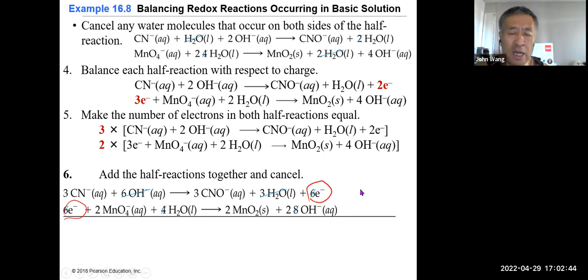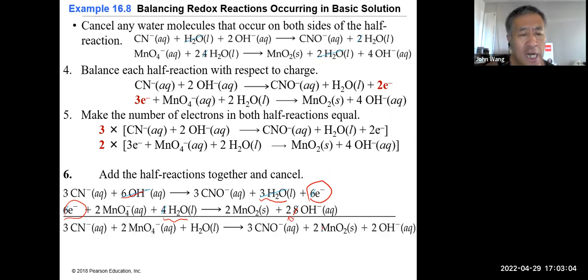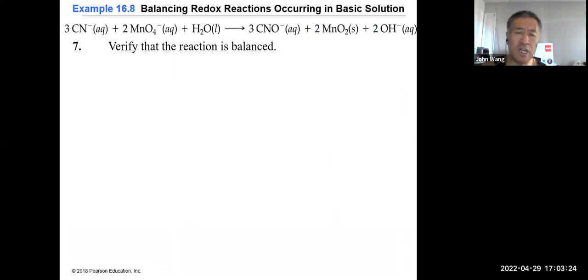So that's pretty good. And then we can also see in this example, water also comes out. So there's 3 water here, 4 water here, cross out, becomes 1. And also the hydroxide. So 6 and 8, 6 crosses out and gives you 2. Now you have clarified everything, just write whatever is left over. Therefore we have 3 CN negative, cyanide, 2 MnO4 negative called permanganate, and water, then this. If this is balanced, you check it.